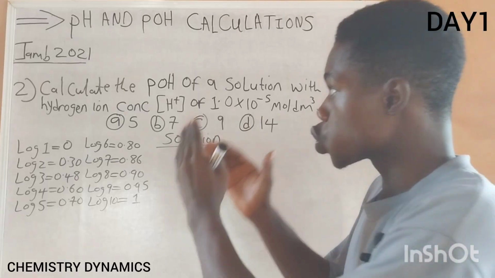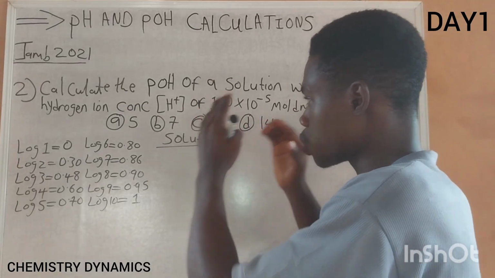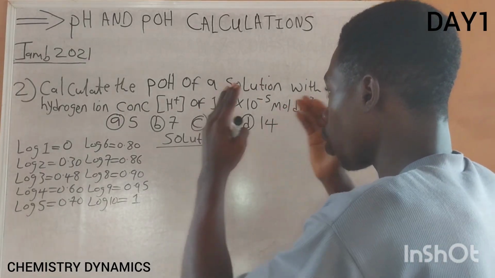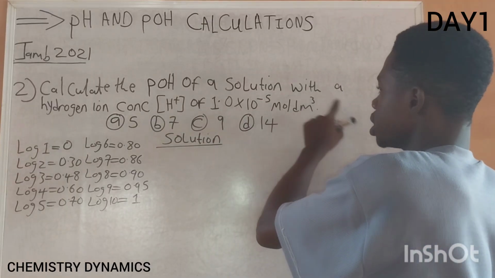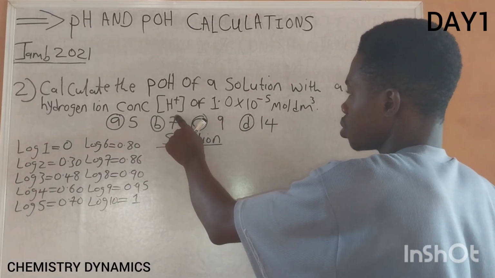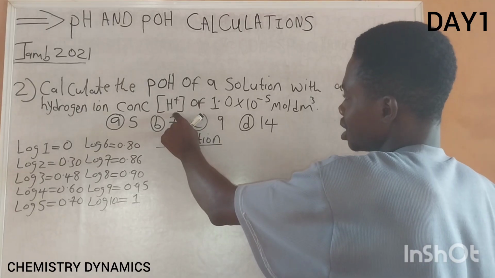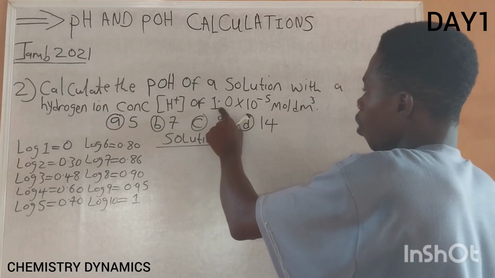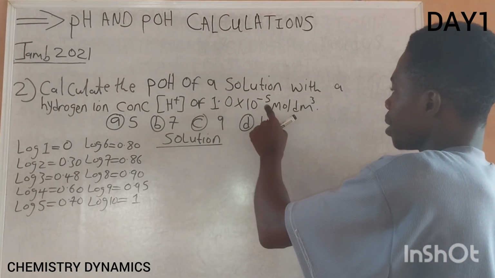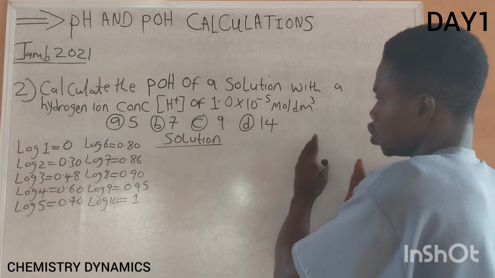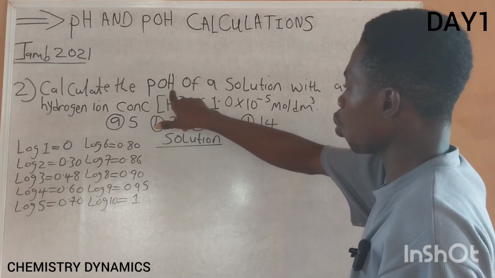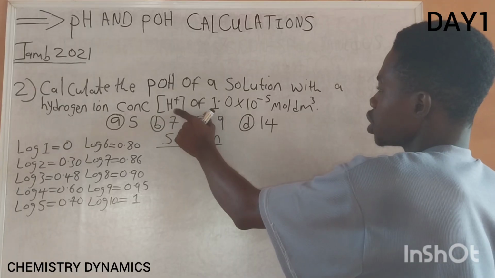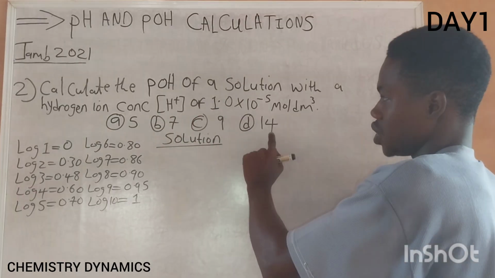So this happens to be the second question of today's lesson. The question says, calculate the pOH of a solution with a hydrogen ion concentration of 1.0 times 10 raised to the minus 5 mole per dm cube. So in this question, we are looking for the pOH, but the concentration they give us here was for hydrogen ion concentration.